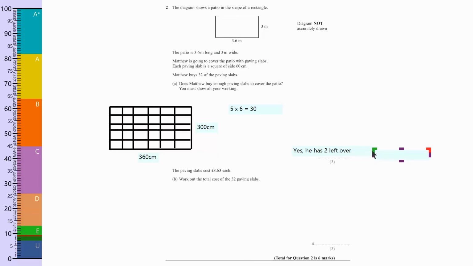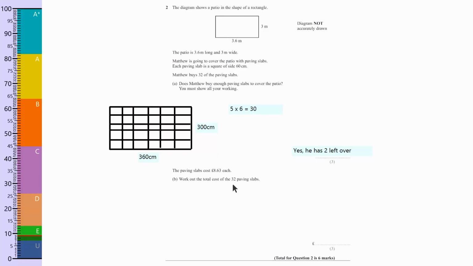Now you don't need to always say too much in your answer, but sometimes on the mark scheme it penalises you for not drawing a conclusion. Now this doesn't have an asterisk next to it, which means there's no quality of written communication marks, which means that you probably won't get an extra mark for saying he has 2 left over and showing off a little bit that you can work that out, but it's always best to write too much than too little.